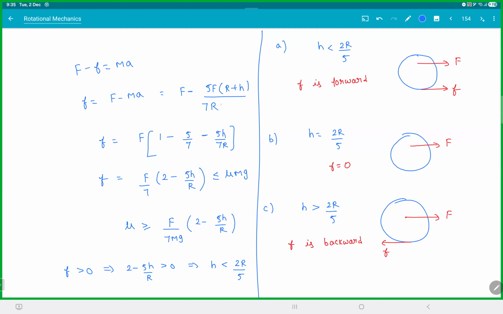Like I messed up the friction part, I guess. 2r minus 5h. That looks right only. There's nothing wrong with this. Previous one was only right. Did I do something wrong? I'm getting a weird feeling I reversed this 2r by 5.